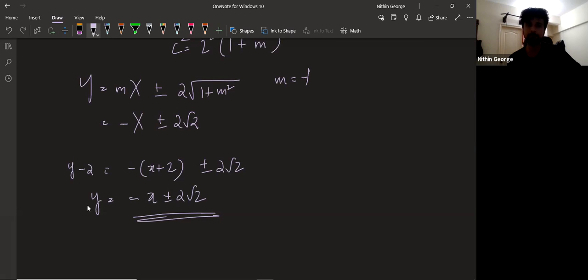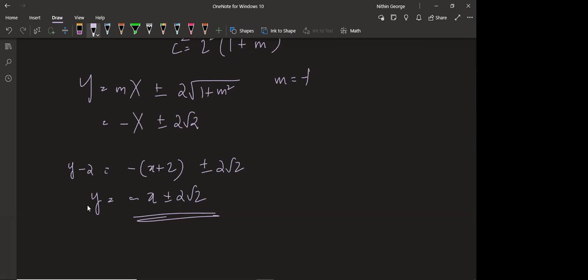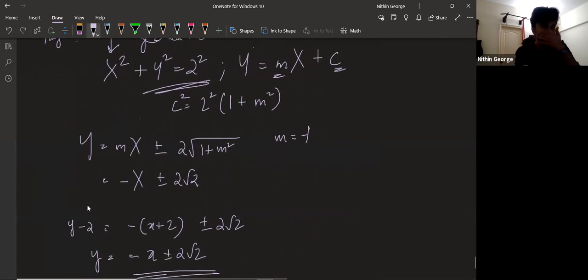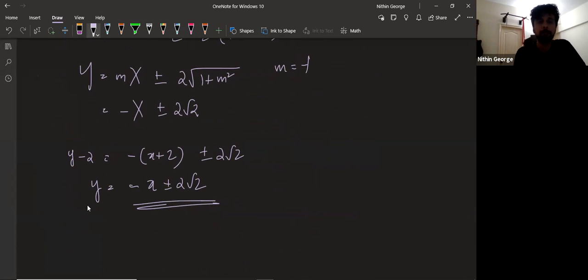Okay, any doubts here? No, sir. Did you guys get this? You just translated the axis. This is very important for the topic. Now, is there any other method of doing this? Yeah, we learned something else also, right? Parametric form. Let's try using that.